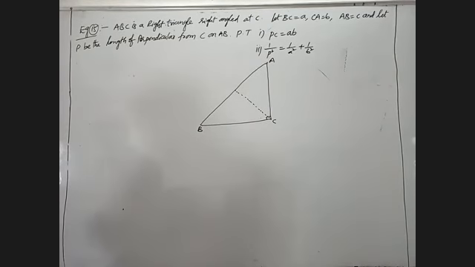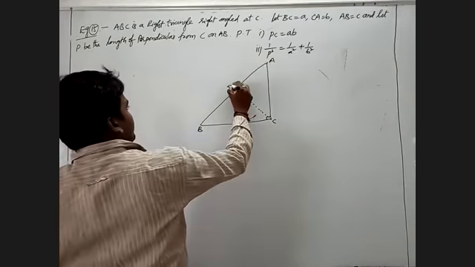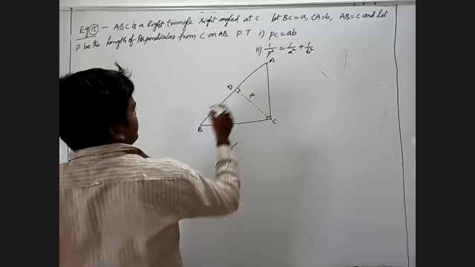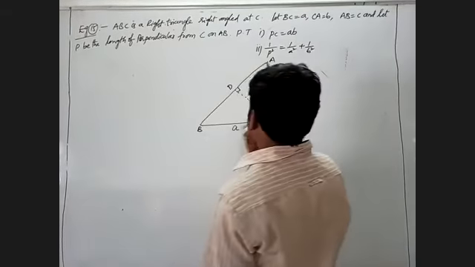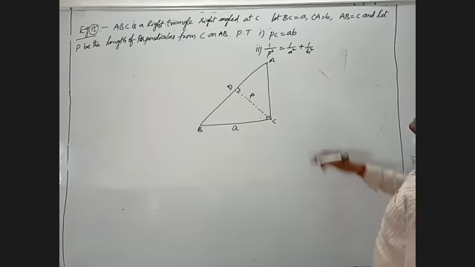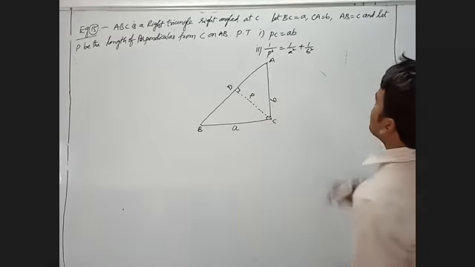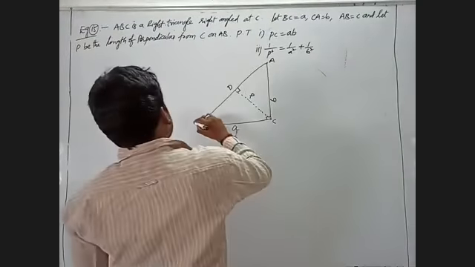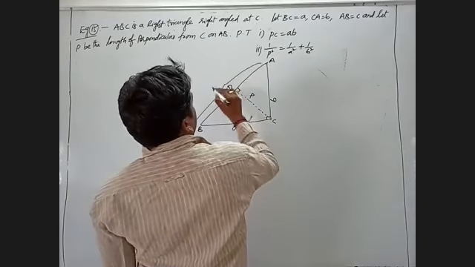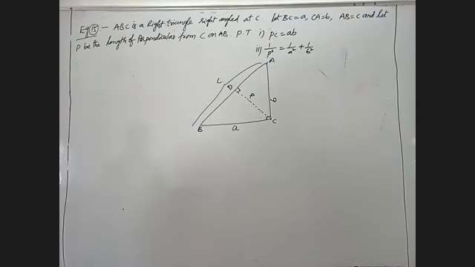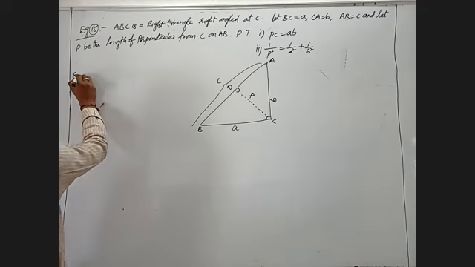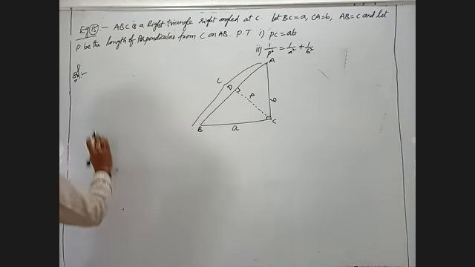Named as D. The length of CD will be p. Also BC is a, CA is b, and AB is c, as given. This is the given problem. Now I am going to the solution.